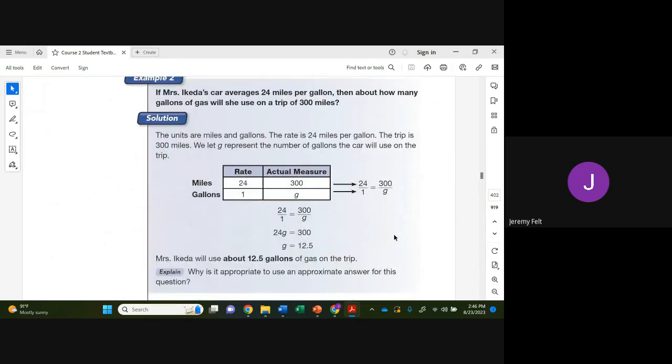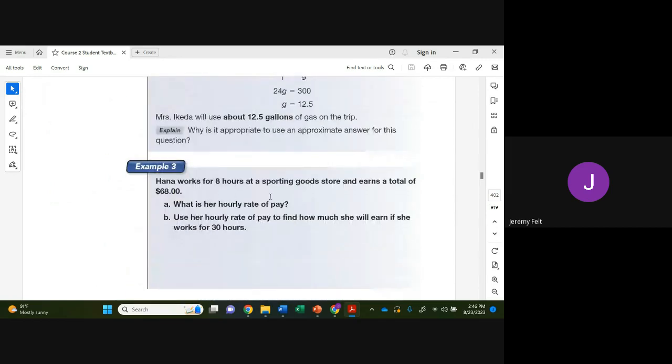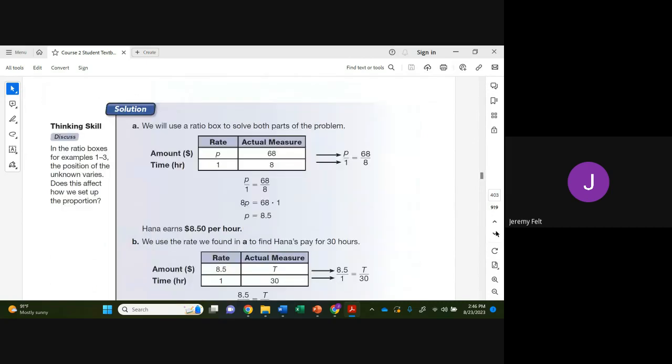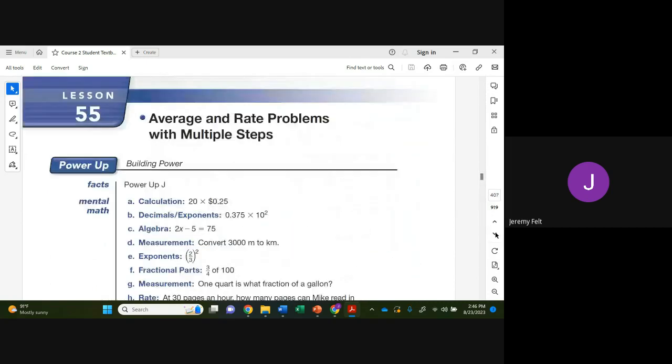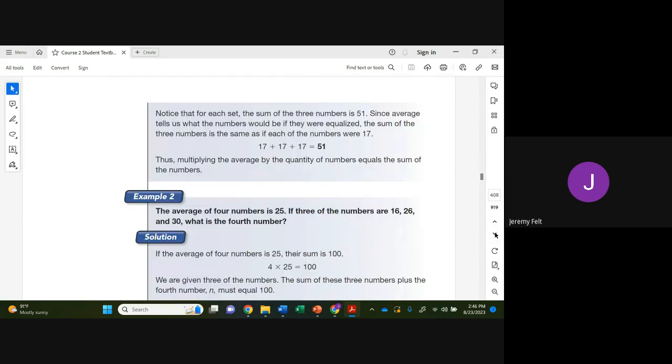So we did the pay per hour to figure out after 30 hours how much money you are going to make. And then today, lesson 55, we're looking at average and rate problems with multiple steps. So continuing on with that concept that we covered in lesson 54.